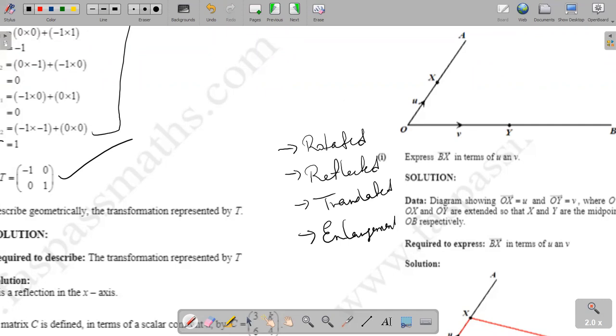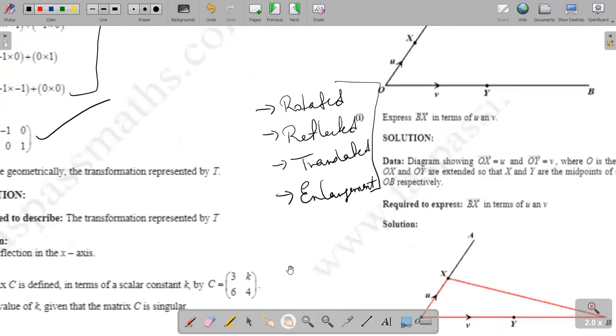I hope y'all learned transformations already, basic transformations. Y'all know what I'm talking about, right? Please let me know and tell me the truth. Do you know what I mean when I speak about rotation, reflection, translation, enlargement? Okay, good. All right, so that's it.